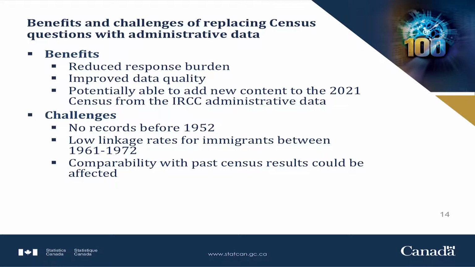So that's something that we don't have on the census right now, but if we pulled things via linkage with the IRCC, something like that might be a possibility, or have a possibility of being added to the census. But there's challenges here. A main challenge is that we have no linkage data before 1952, and we have lower linkage rates for immigrants between 1961 and 1972.